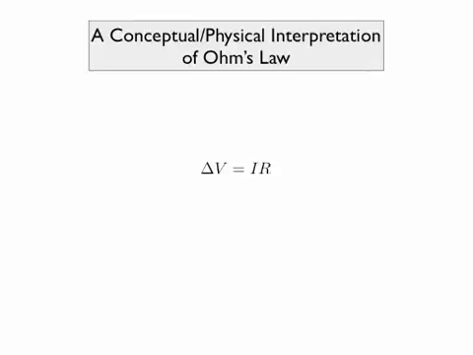It says that the voltage drop across some resistor or resistor type element, something like a light bulb, the voltage drop across the resistor is equal to the current flowing through the resistor times the resistance of that resistor. So let's give each of these terms a little more meaning.